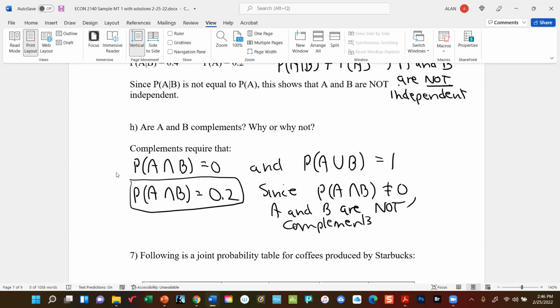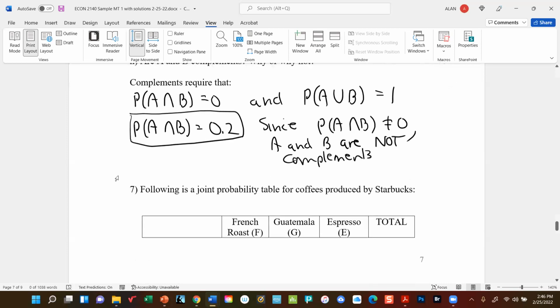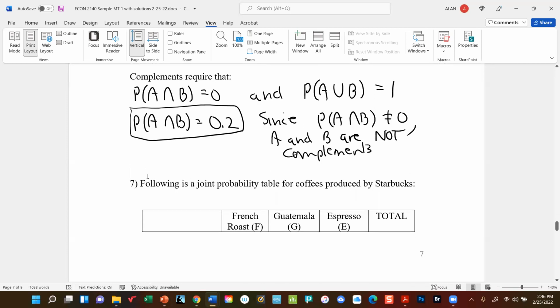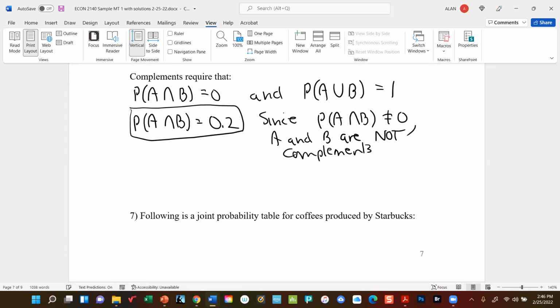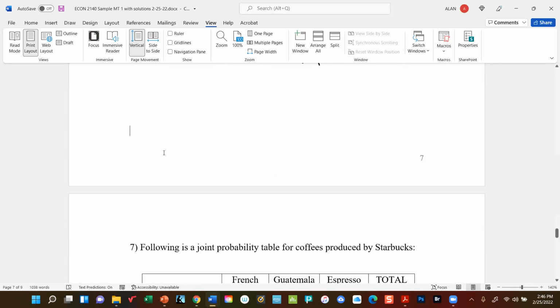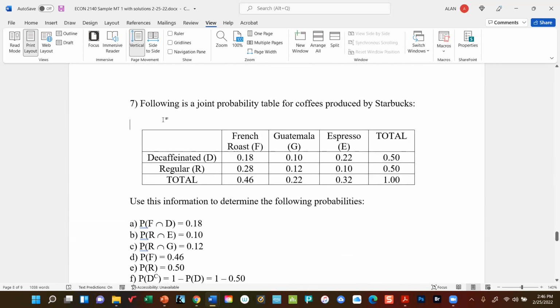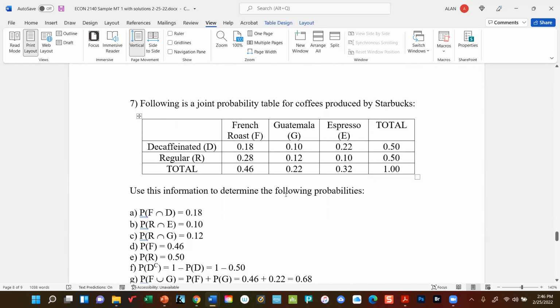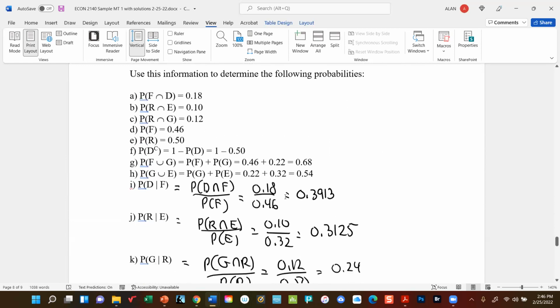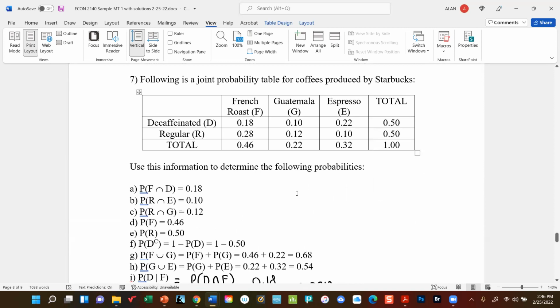All right, so now we get to use one of our favorite tables, the joint probability table. And this involves, of course, Starbucks. It's an easy example to put together. Maybe I'll try to think of something more original for the actual test. Okay. But you can see we've got decaf and regular and 3 different flavors, French roast, Guatemala, and espresso.